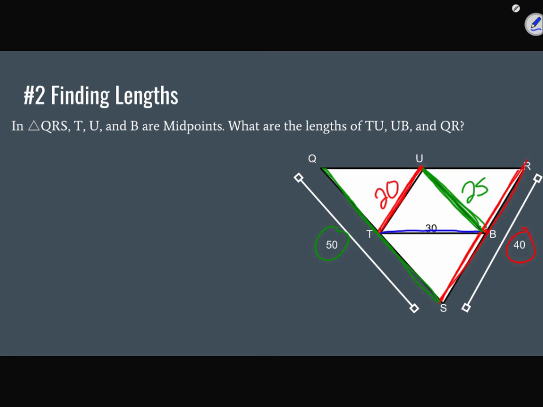Oh wait, it asked for some other ones too. Oh no, hold on, Katie. Switch places with me. We need to know TU. What's TU, Katie? 20. All right, that's good. UB, do we know UB? What's UB, Katie? 25. All right, so far so good. If TB is 30, then what's QR? 60. All right. Now, did we answer all the questions? Yes.